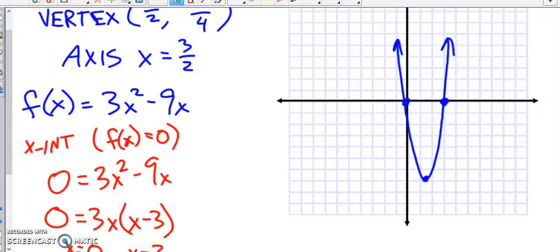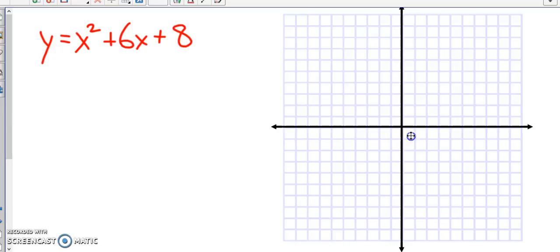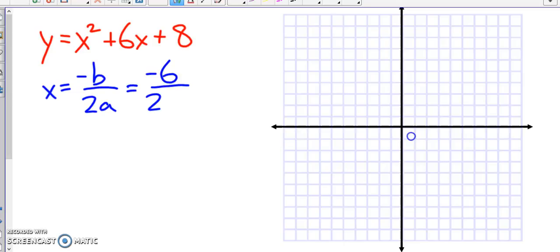All right, let's do another one that's similar. I'd like to sketch y equals x squared plus 6x plus 8. All right. Now, let's find the vertex. So to get the vertex, I'm going to use x equals negative b over 2a. So that'd be negative 6 over 2 times 1, which would be negative 3.